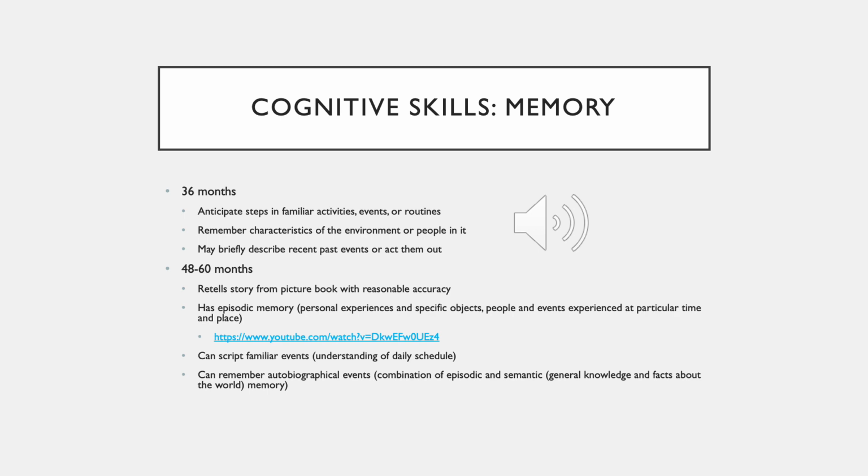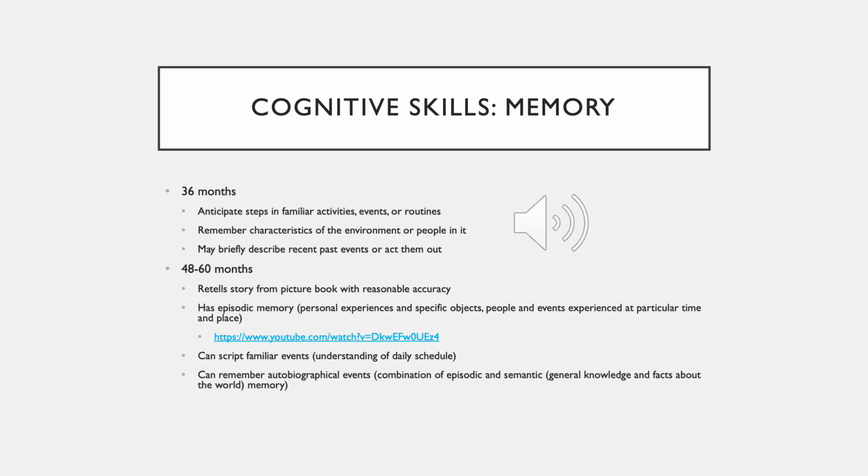And so there's a video here to help you better understand and give you a script for familiar daily events. So first I go to school, and then when I get to school, this is what I do. This gives you a basic understanding of being able to remember and understand the events that are happening at a particular time. And then also children can script familiar events and can remember autobiographical events.